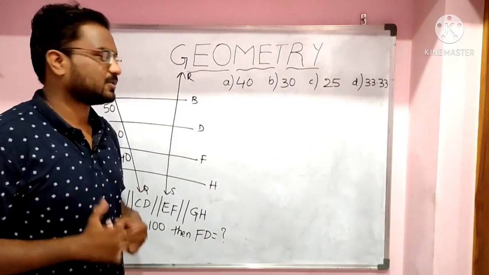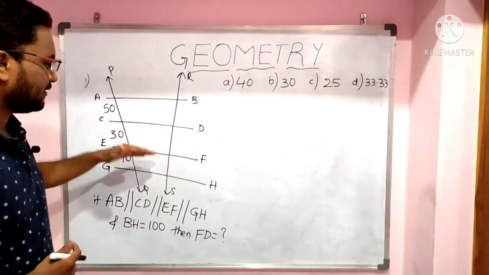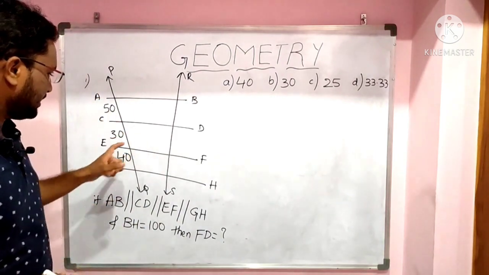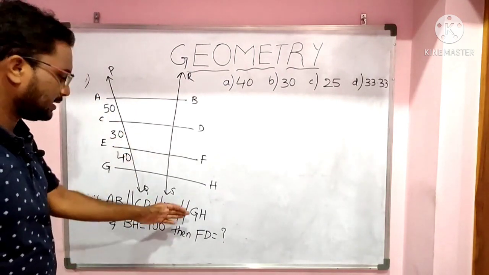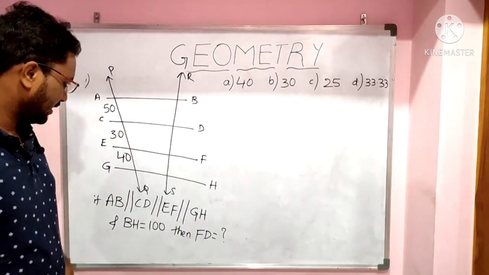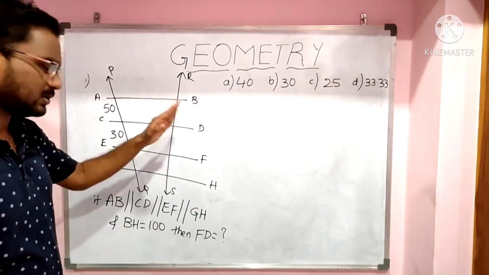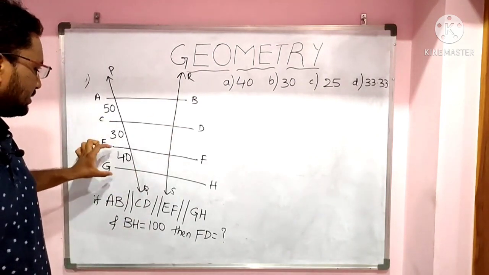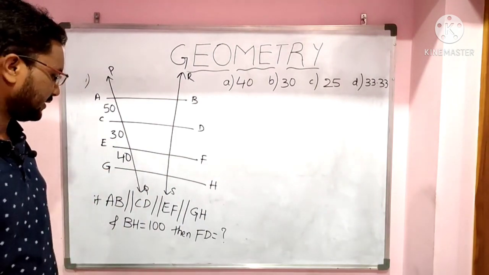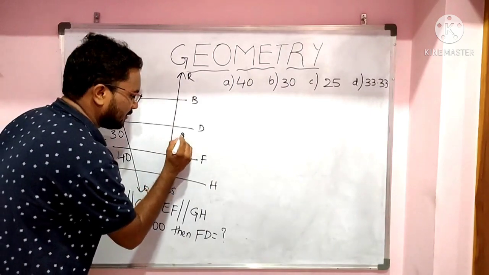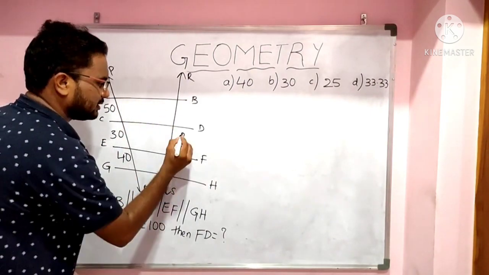So, first problem, he's given a figure, and AB, CD, EF, GH all are parallel lines. AB is parallel to CD is parallel to EF is parallel to GH, and he's given BH equal to 100 and AC equal to 50, CE equal to 30, EG equal to 40. We have to find FD. Let us say this is X.